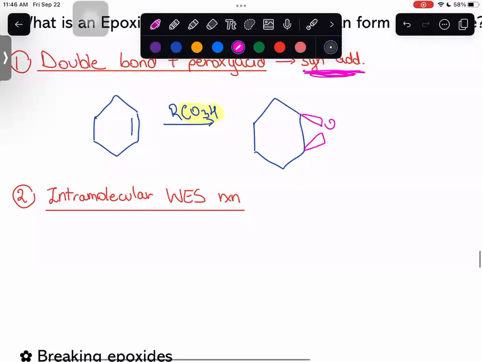Now, in this case, again, because we're trying to form an epoxide, something that's cyclic, it has to be an intramolecular reaction. So in this case, first of all, let's start by writing the steps. So first, your acid-base reaction. And then second is your SN2 reaction.